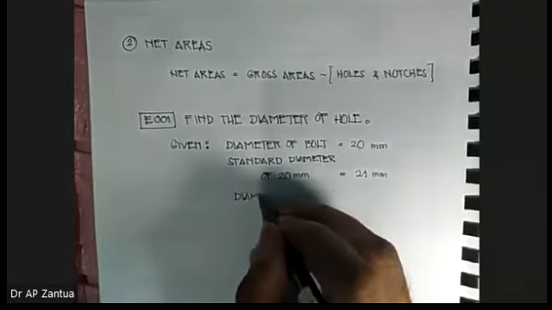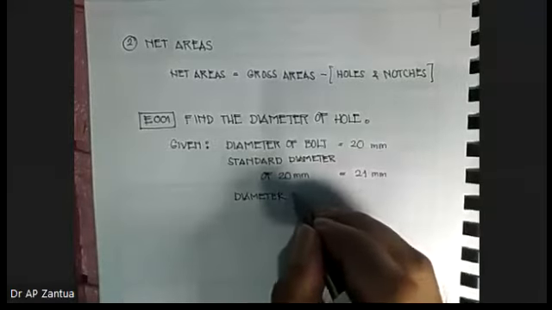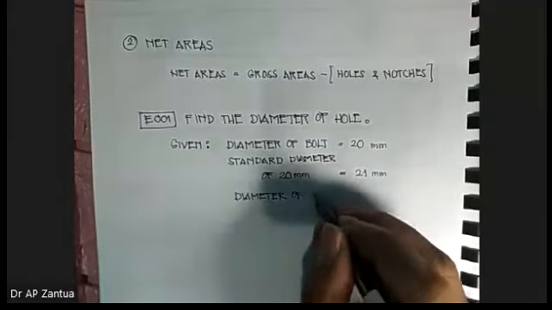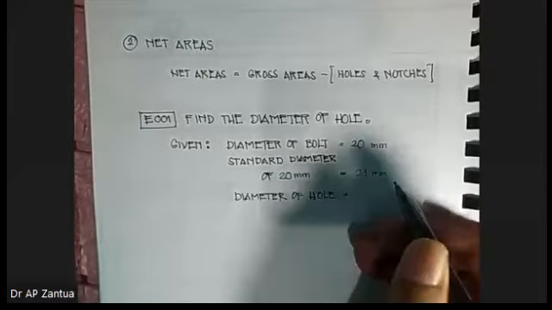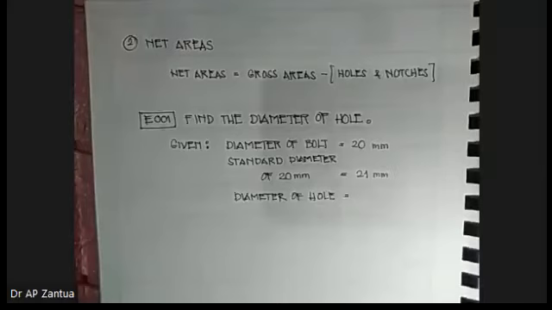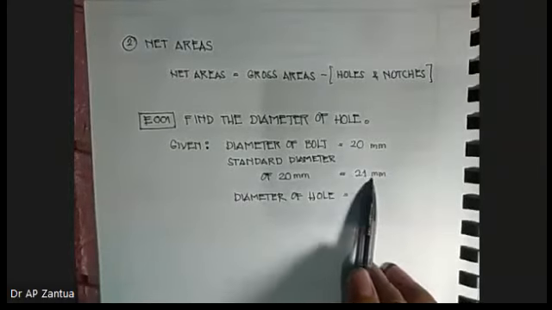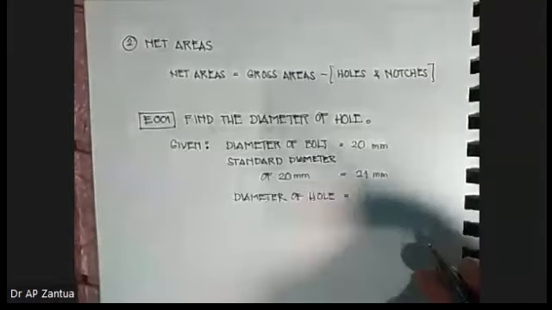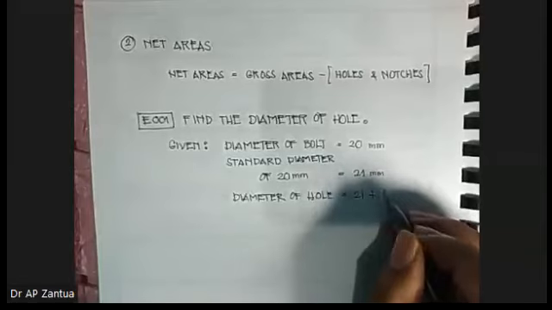Diameter of hole. Okay, diameter of hole. If we have 20, then the standard diameter is 21. What is the diameter of the hole? Diameter of hole is 21 plus 1.6.